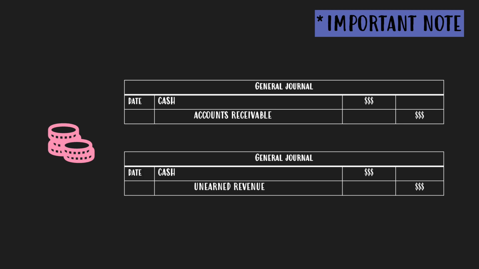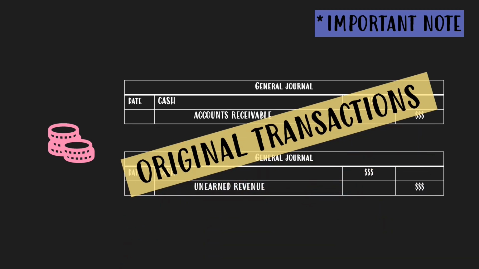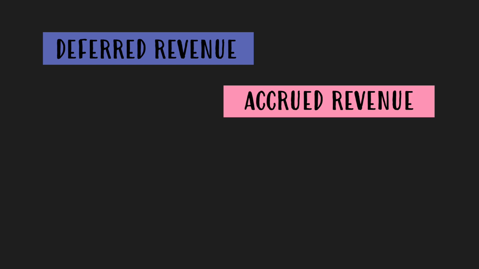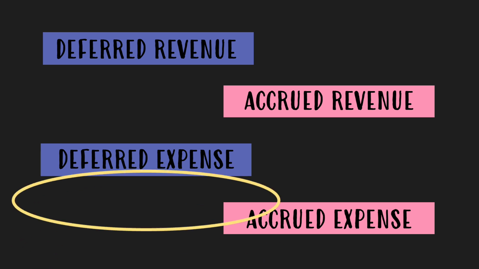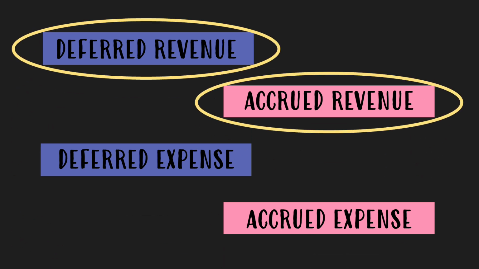An important thing to note is that cash is never involved in the adjusting entry. If cash appears in the journal entry, then it is the original transaction. This is because the cash has been exchanged prior to the adjusting entry or it will be exchanged in the future. There are 4 major circumstances that require adjusting journal entries: deferred revenue, accrued revenue, deferred expense, and accrued expense. Today I will go through deferred revenues and accrued revenues.